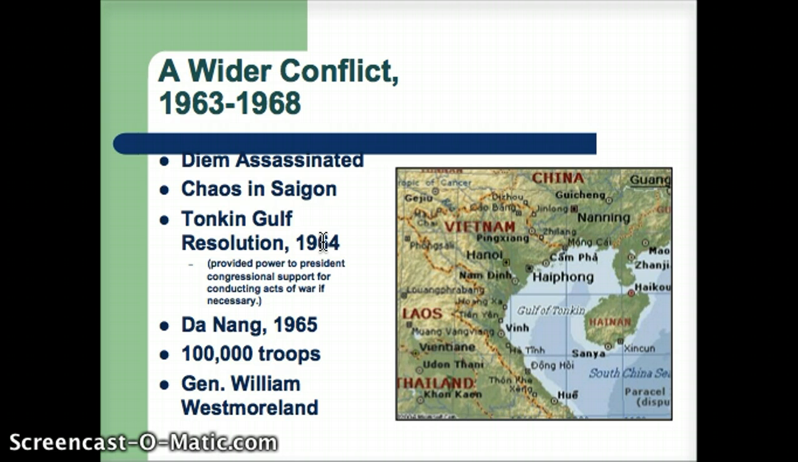Chaos starts taking off in Saigon because of that. We saw many different things, especially because now they're without a leader. The people are starting in an uproar. And then we have in '64, right here's the Gulf of Tonkin. The Gulf of Tonkin Resolution is passed.